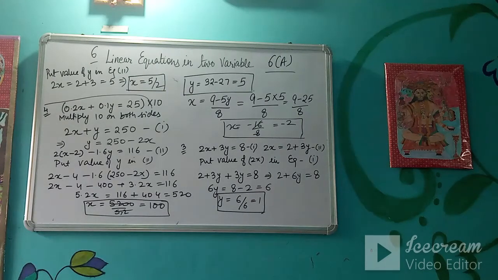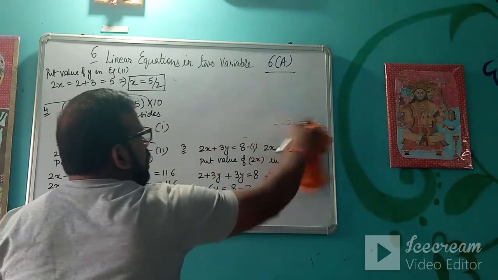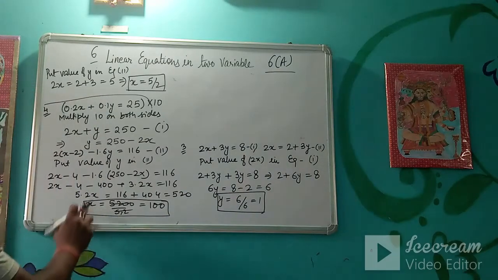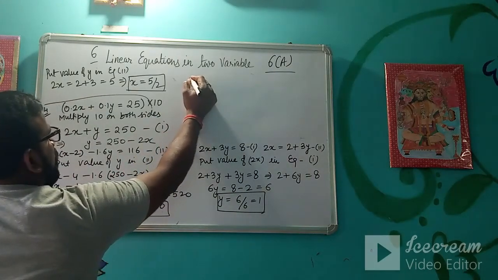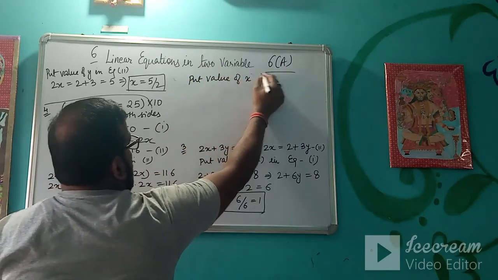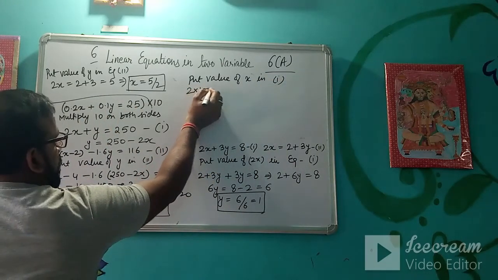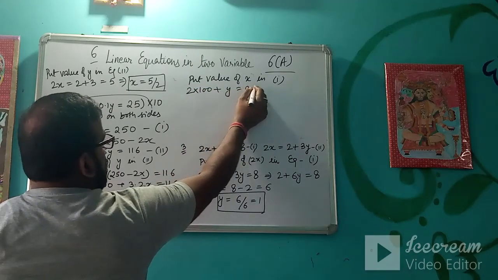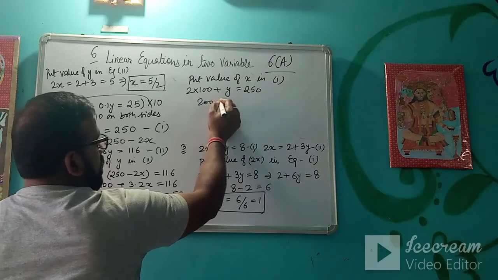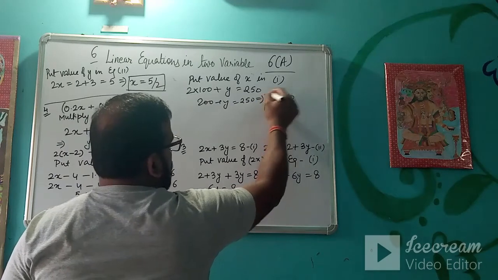Okay. Next, what do we need? We need the value of y. So this is our x and this is our y. So we will put the value of x in the first equation. So it will give you what? 2 into 100 plus y is equal to 250. So 200 plus y is 250. So what is y? Y will be 50.